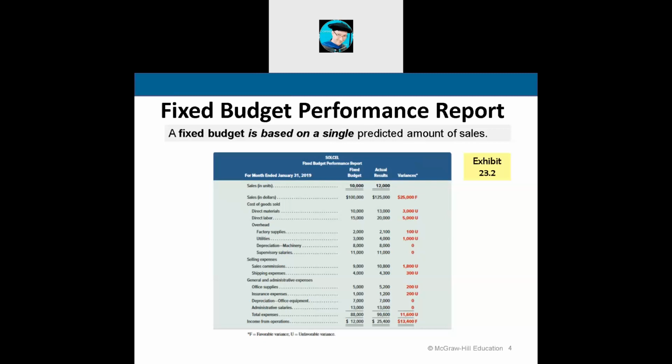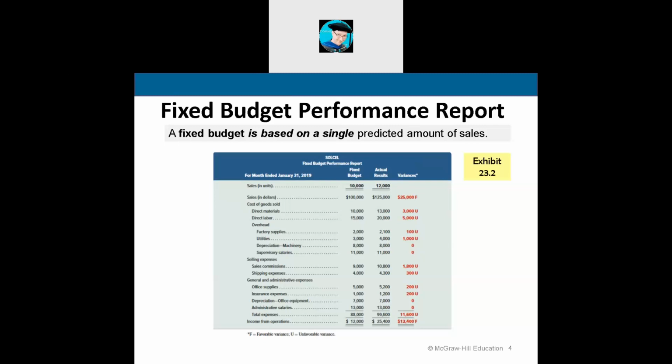Sales commissions. I'm over by $1,800. Unfavorable. Remember, if you're spending money on anything and you go over what you budgeted for, that's unfavorable. And so at the end, we total everything up.